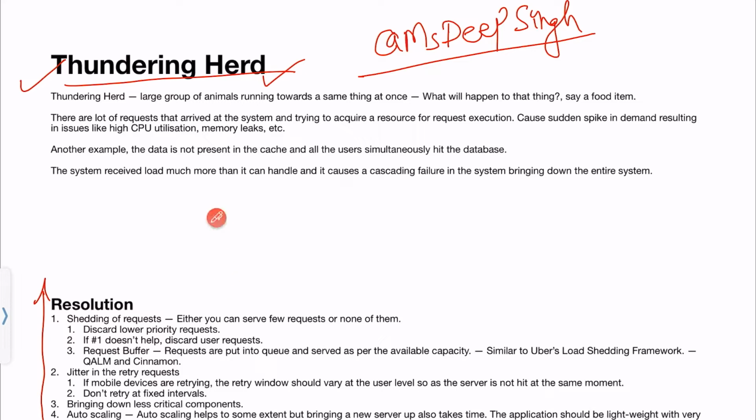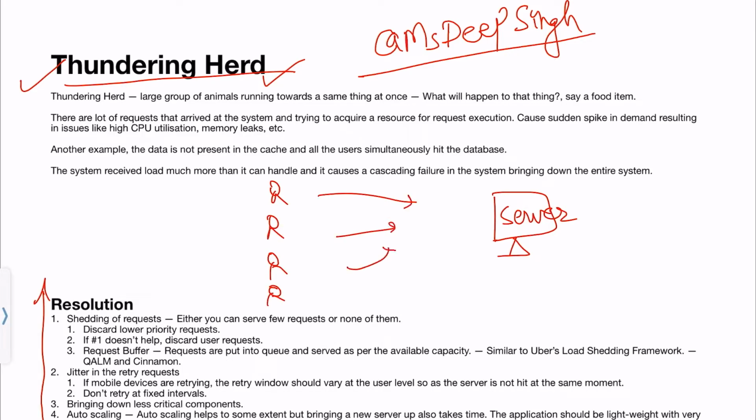If we talk about what a thundering herd means, there are a lot of requests. Let's say this is a server, and there are a lot of users sending some kind of requests. Now there is a possibility that the server is not designed to handle that many requests. Let's say this server is only designed to work properly for 10 requests. Now if the requests come in at 10x, or let's say 1000 requests come in, there is a high possibility that the server will not be able to handle this load. There will be high CPU utilization, memory leaks, and all those scenarios can happen, and eventually it will go down. So this is the common concept of how the thundering herd can occur.